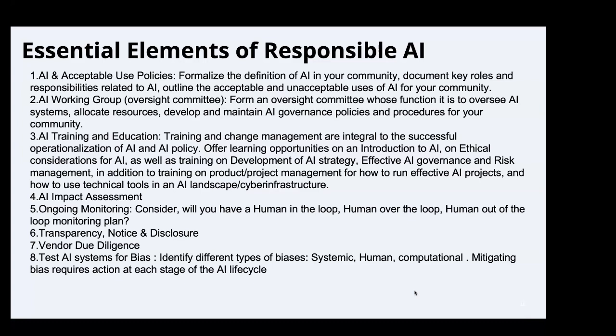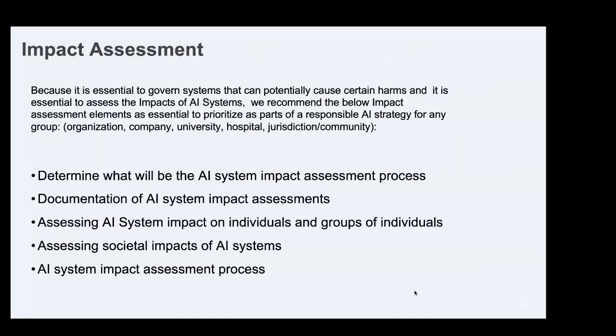And finally, you'll need to test your AI systems for bias and identify the different types of biases that could be influencing your system. They could be systemic, human, computational. Mitigating bias requires action at each phase of the AI lifecycle. We mentioned impact assessment, or you might have heard the acronym AIIA. This is what that's referring to.